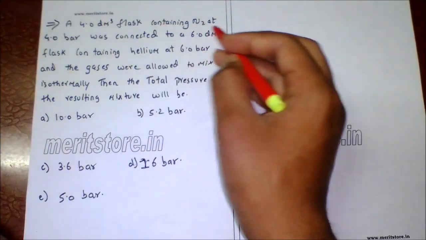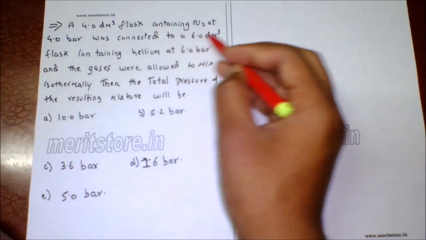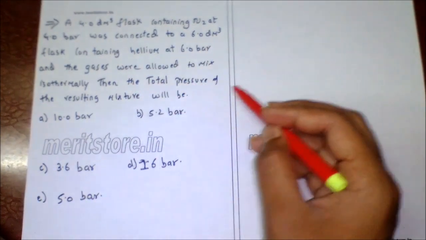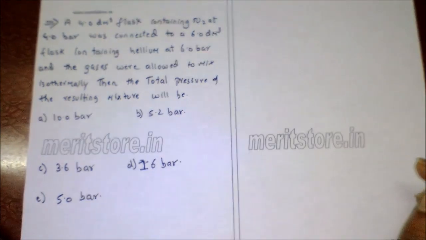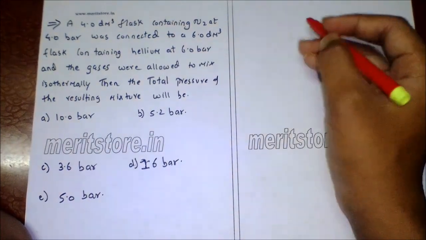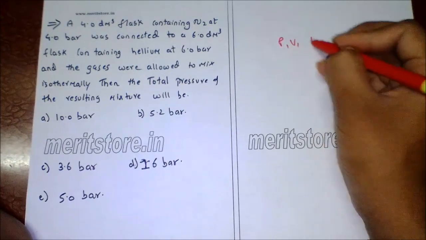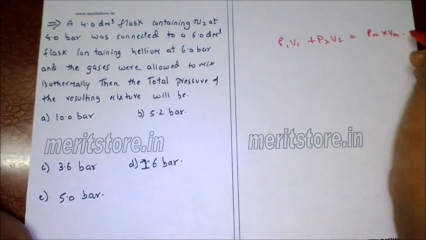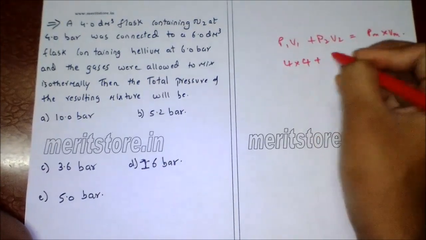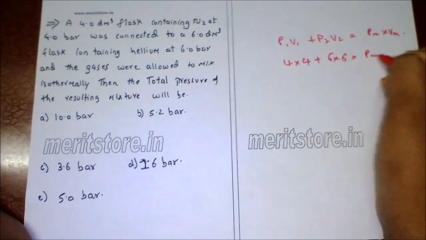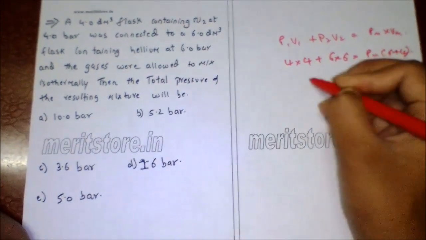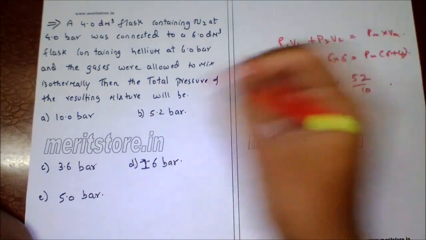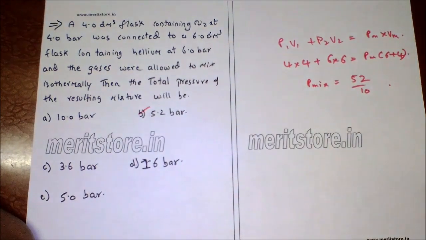A 4 dm cube flask containing nitrogen at 4 bar is connected to a 6 dm cube flask containing helium at 6 bar. The gases are allowed to mix isothermally. Then the total pressure of the resulting mixture will be? At constant temperature, according to Boyle's law, P1 V1 plus P2 V2 is equal to P mixture times V mixture. So 4 into 4 plus 6 into 6 is equal to P mixture into 6 plus 4. So P mixture is equal to 52 upon 10, which is 5.2 bar. Option B is the correct answer.